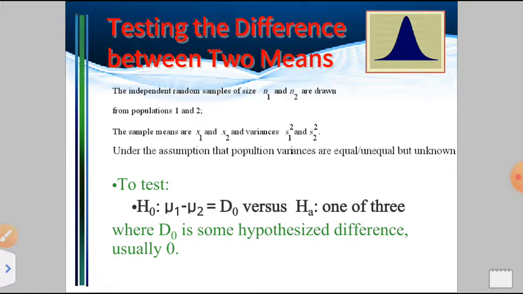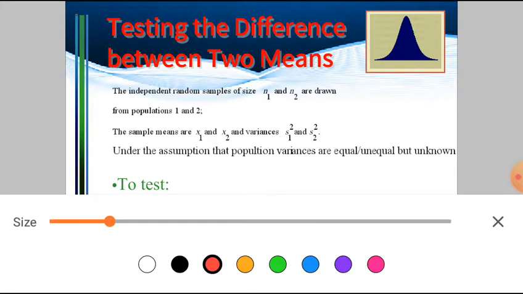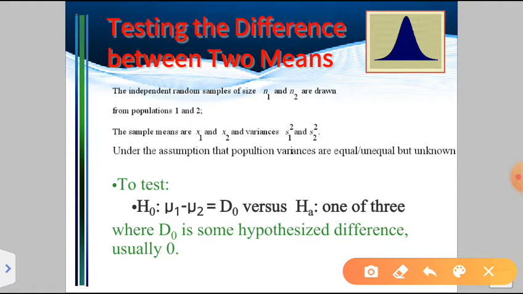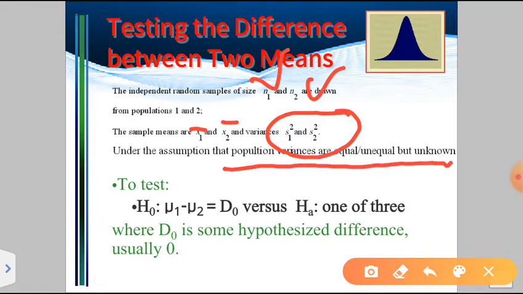Here, let the sample sizes that we are taking be n1 and n2. We have drawn two samples of size n1 and n2. Correct. Then we have the sample means x1 bar and x2 bar, and their variances are s1 square and s2 square. Under these, what is the assumption? We assume that the population variances are equal but unknown. Correct. And we are going to take sigma 1 square equal to sigma 2 square.